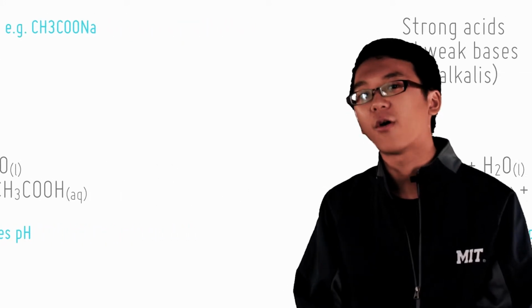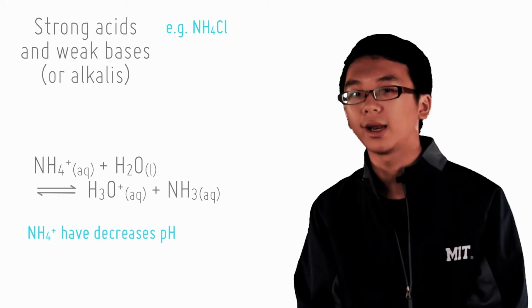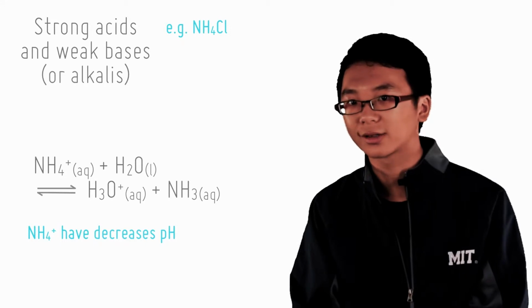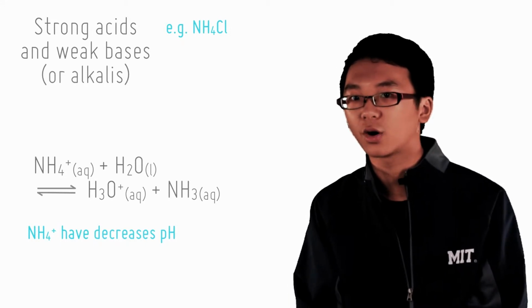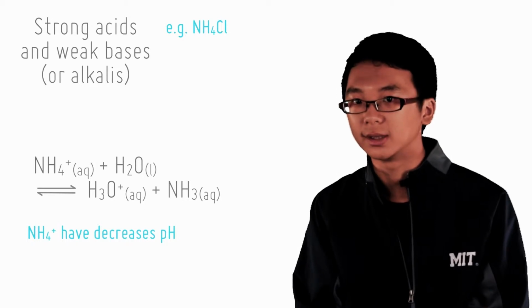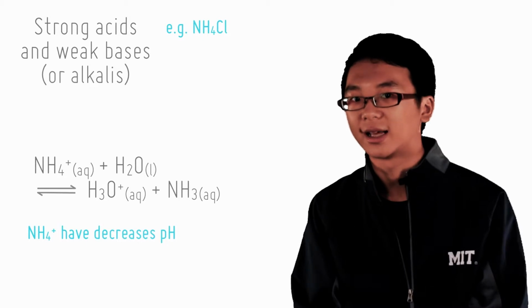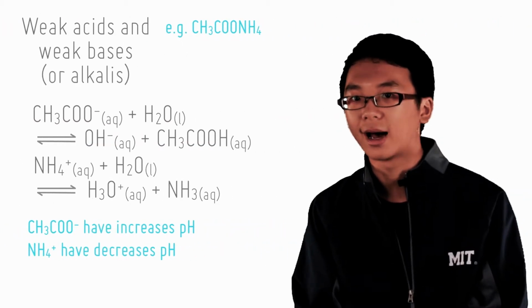Third, salts that are formed from strong acids and weak alkalis are acidic. For example, HCl and ammonia, which forms ammonium chloride in water. The ammonium ion can react with water to form hydronium ions. Again, you can think of this as if the salt retains some of the strong acidic properties. The pH of the solution then becomes less than 7. The solution is acidic.